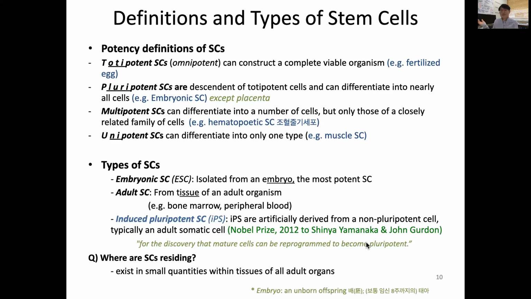They are cells, so they may look similar. It's hard to find. So by definition, they exist in very small quantities. That's why it has taken so long to discover the stem cells within tissues of all adult organs.